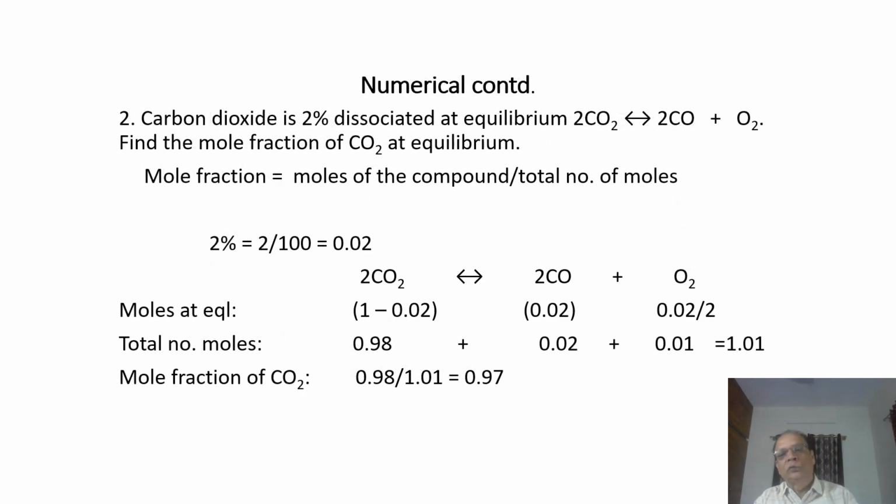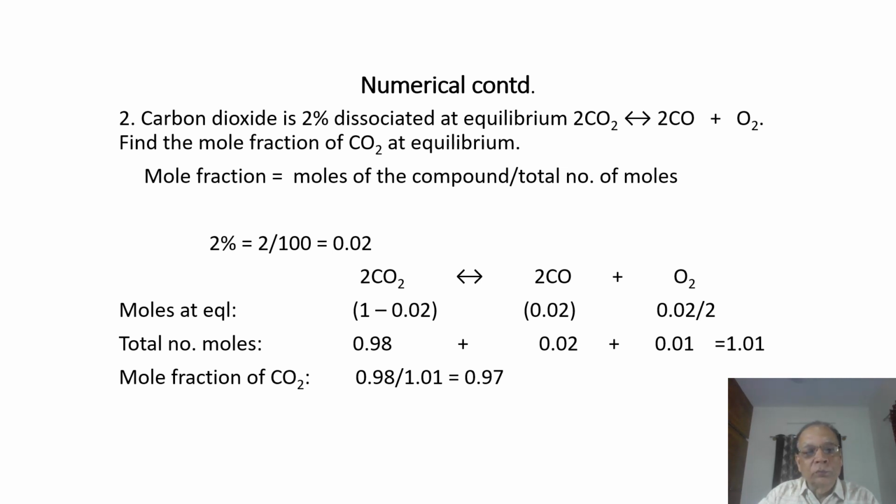Another type of sum, which I took from an NEET paper, is this. Carbon dioxide is 2% dissociated at equilibrium according to the equation 2CO2 reversible 2CO plus O2. Find the mole fraction of carbon dioxide at equilibrium. Now this brings in a little bit of the first chapter, where you study some basic principles of chemistry. There we have a discussion on mole fraction. Mole fraction is, for your convenience, moles of the compound that we are asked to find divided by the total number of moles.